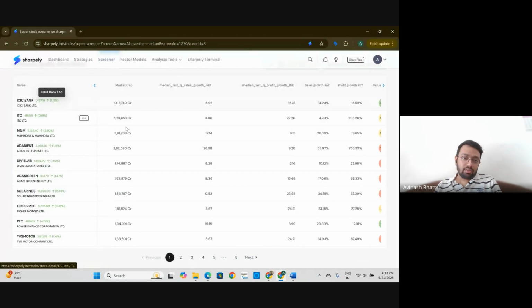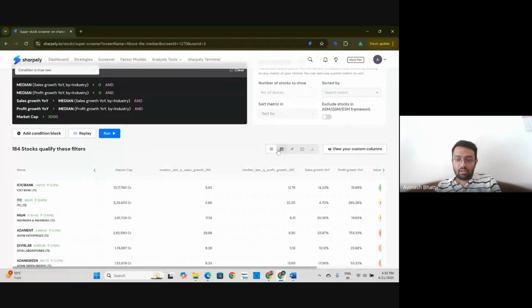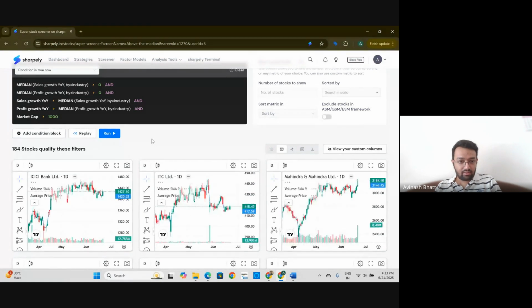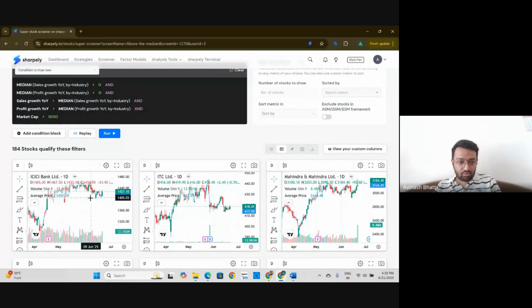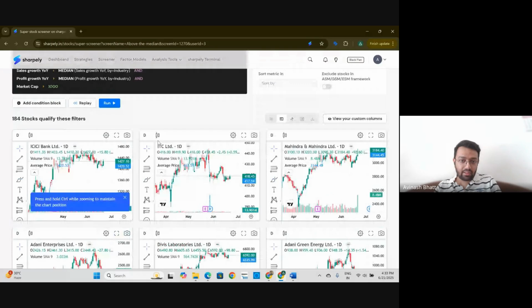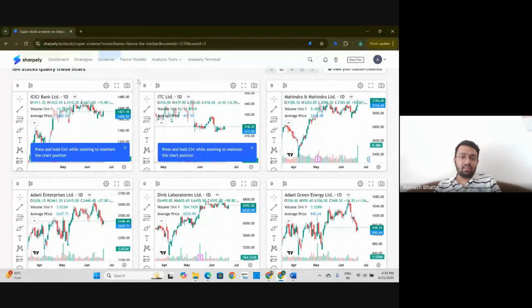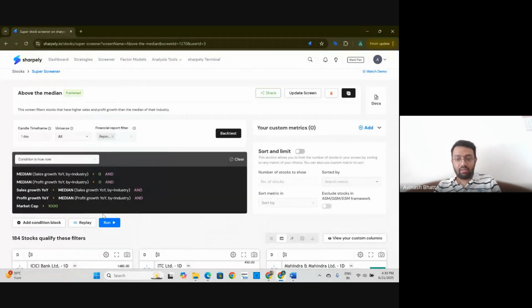Now what you can do is go to this chart view, so you can directly look at the charts of the screened stocks that we have. And as you can see, this Mahindra and Mahindra is giving a breakout. So a breakout is there. ITC not so good. ICICI Bank decent chart, potential breakout is there. Then these laboratories, decent chart. So this becomes your universe if you are into, let's say, result based or earnings based positional trading or swing trading. Right.